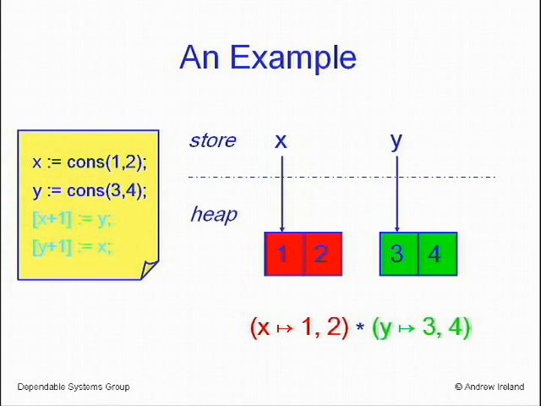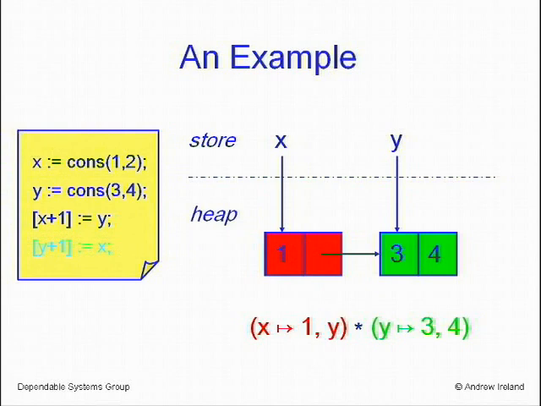The second command here is allocating another 2 cells, 3 and 4, pointed to by Y. In separation logic, because we can separate these 2 heaplets, at this point our heap is containing just 4 cells. So we can separate them into 2 pairs, and that's represented using the separation connective I introduced on the previous slide.